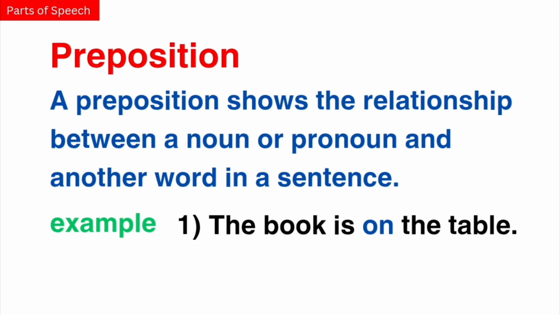Preposition. A preposition shows the relationship between a noun or pronoun and another word in a sentence. Example: The book is on the table. Here, on is a preposition of place. It shows that the book is resting on the surface of the table.